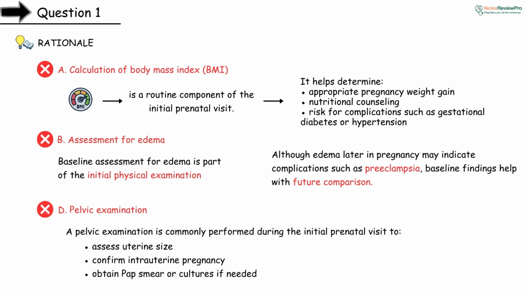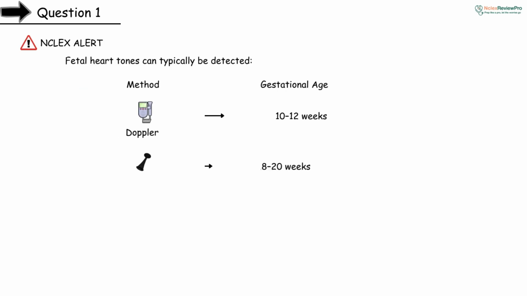Option D, pelvic examination. This is commonly performed during the initial prenatal visit. It helps assess uterine size, confirm intrauterine pregnancy, and allows for screening tests if needed, so this is expected as well. Here's your NCLEX alert.